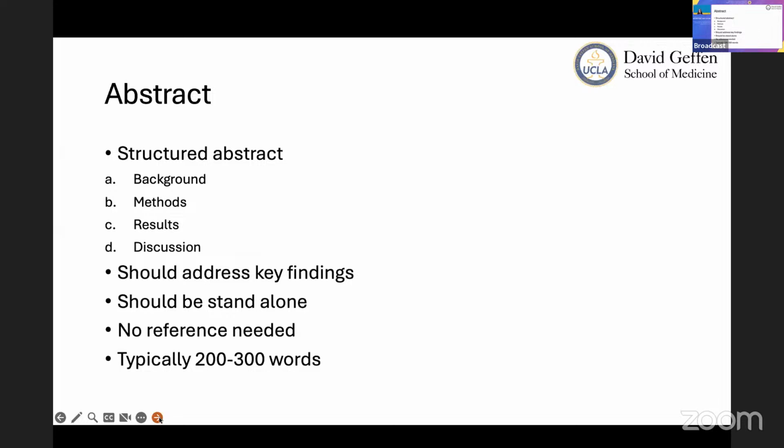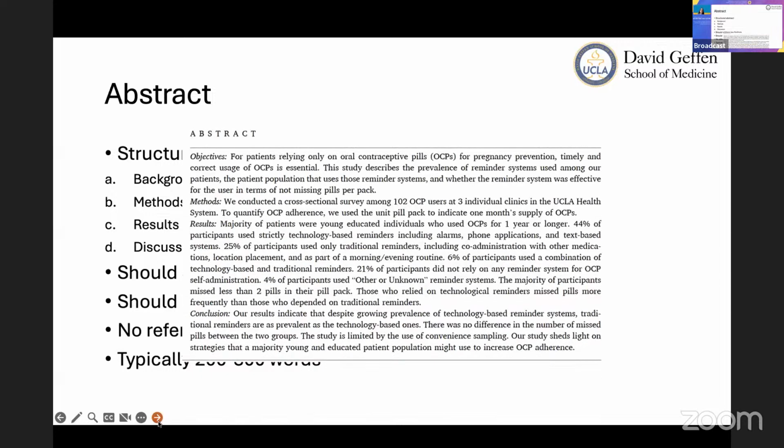Most of the journals actually ask for a structured abstract. If it is a structured abstract, there is background, methods, results, and discussion, typically about 200 to 300 words. It should address the key findings. When you look at the abstract, you should be able to understand the full study, to know what has been done in the study. You don't need any reference for the abstracts. It's just a quick 200 to 300 words.